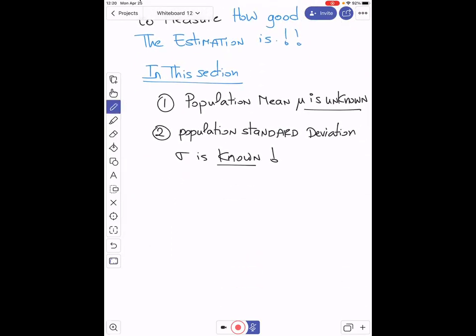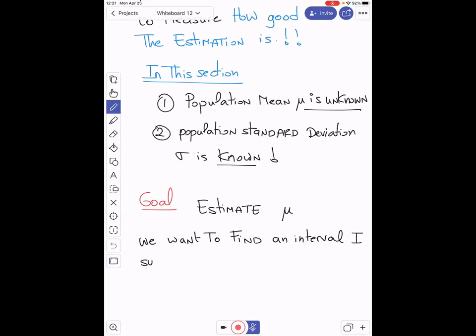The goal in this section is to estimate mu, the population mean. What do I mean by estimating? By estimating, we mean we're going to try to find an interval, let's say an interval I, such that mu belongs to this interval I.